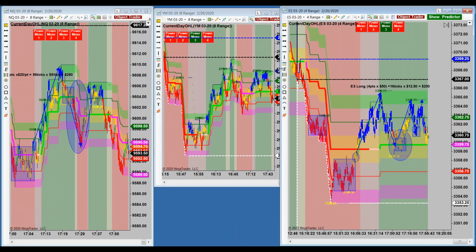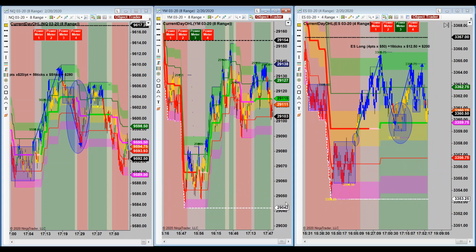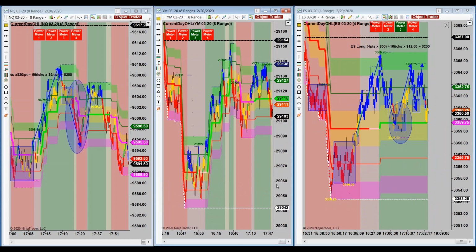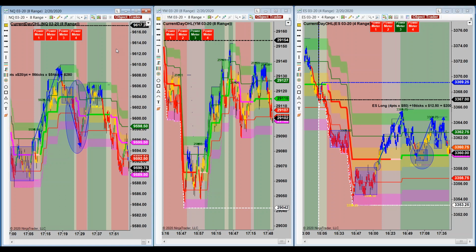And YM would be next. Obviously, it's not quite as pronounced and whippy. And ES, of course, is the laggard here, even still right now. So this amount of volatility on ES corresponds to this amount of volatility on YM, which corresponds to this amount of volatility on NASDAQ. So there pretty clearly you can see all three right next to each other. The stark difference between how they move.